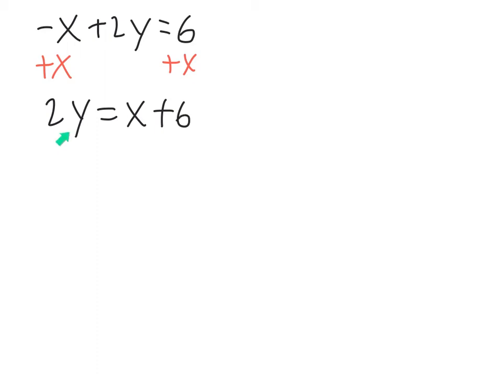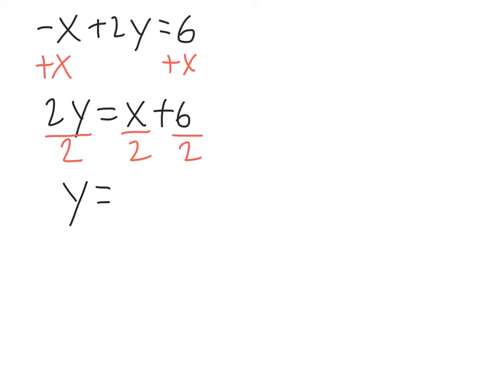Now, we've got 2y, so we need to divide both sides by 2 because it's being multiplied. So y is being multiplied by 2, so we divide. Divide by 2, that means we have to divide everything by 2, the x and the 6. So on the left side, the 2's cancel to leave just y.